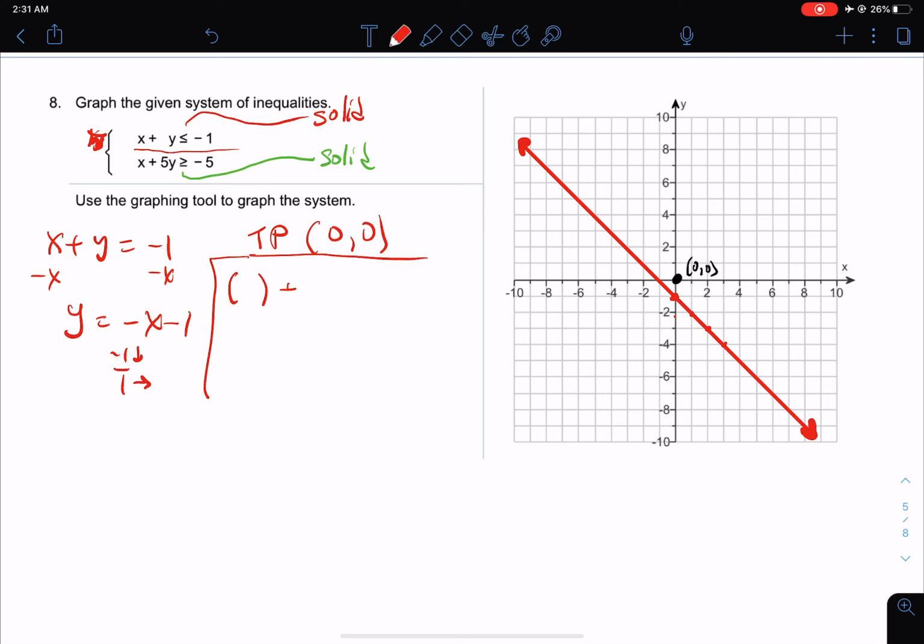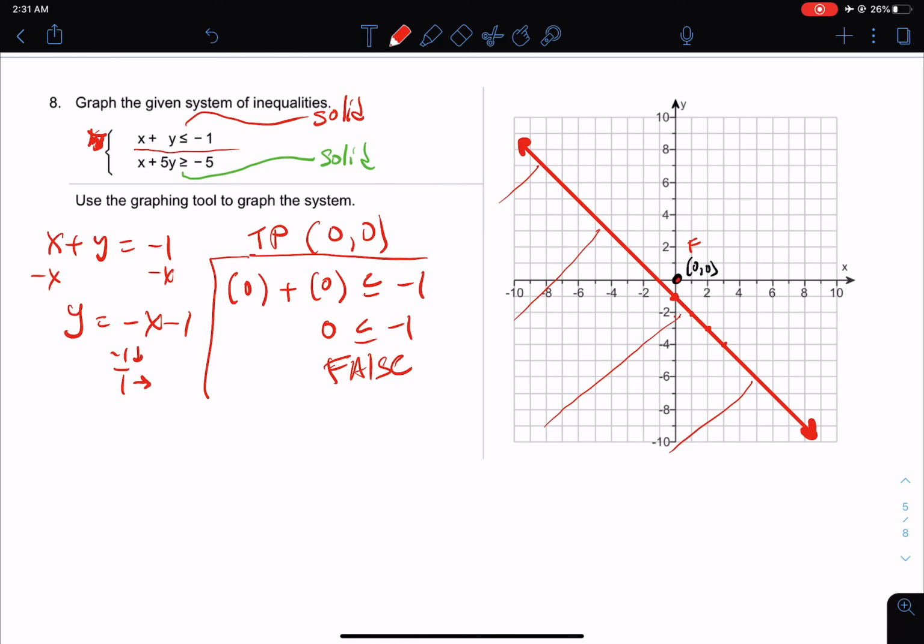X plus Y is less than or equal to -1. We put in 0 for X and Y, and we get 0 is less than or equal to -1. Is 0 less than -1? And we would say that's false. So because that's false, the point that we used, 0, 0, produced a false. That means we must shade on the opposite side, the true side, okay?